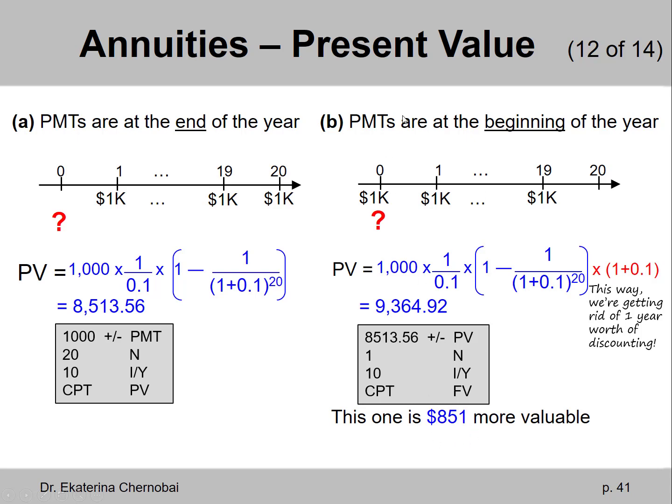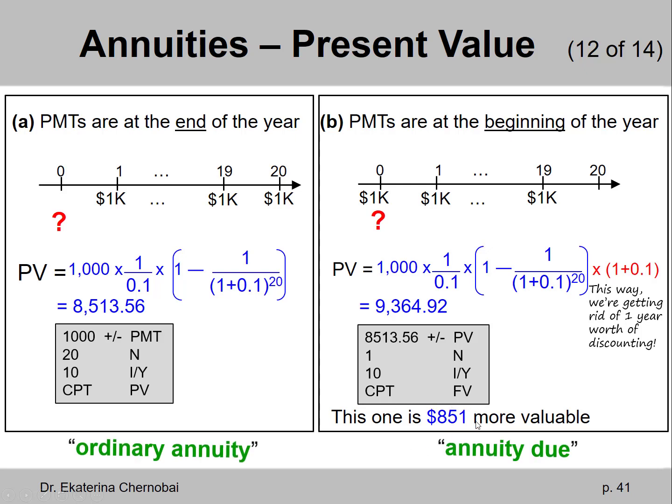So the opportunity to receive the money sooner by 1 year is more valuable by $851.